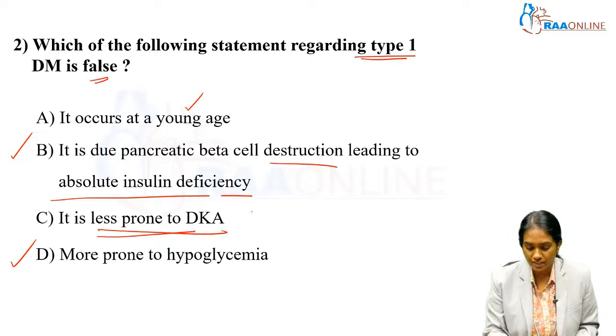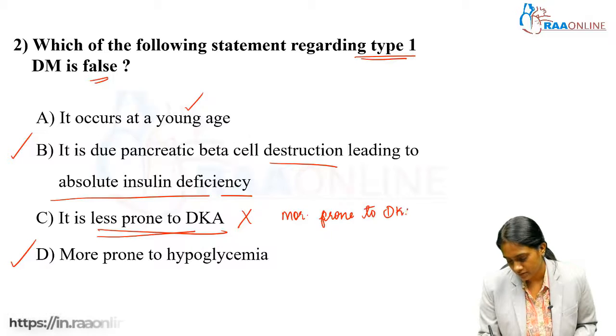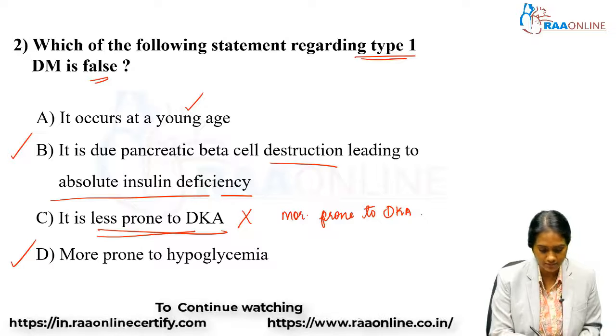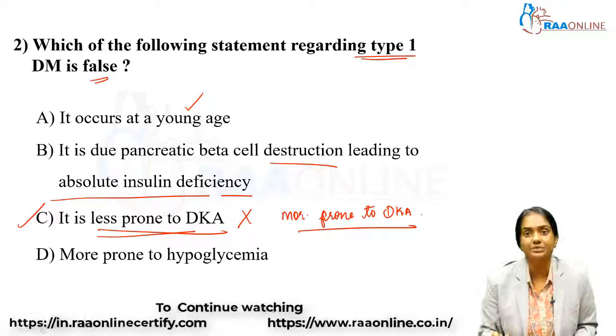It is less prone to DKA, which is wrong. More than type 2, type 1 is more prone to DKA. So automatically this one will be the correct answer. It is more prone to DKA, so this statement is false.